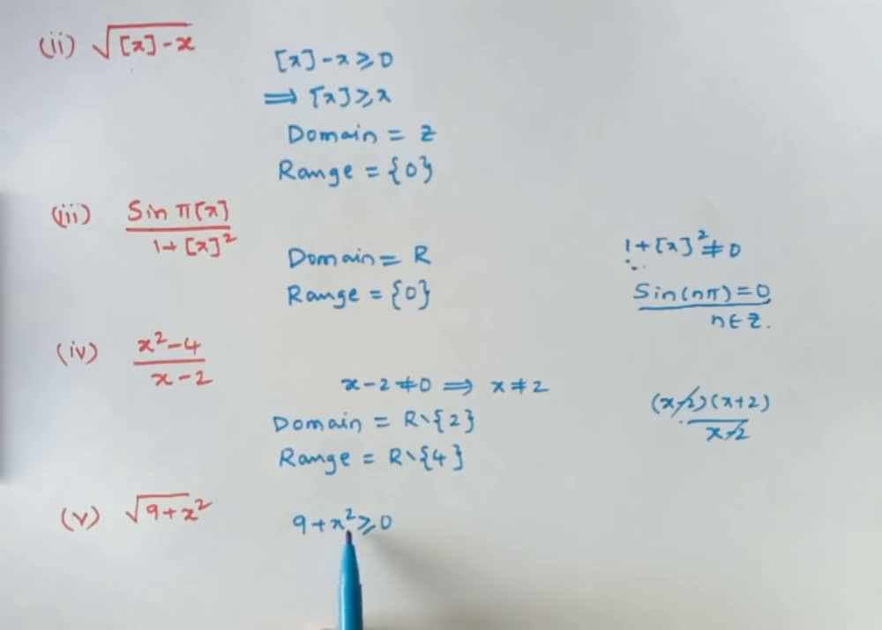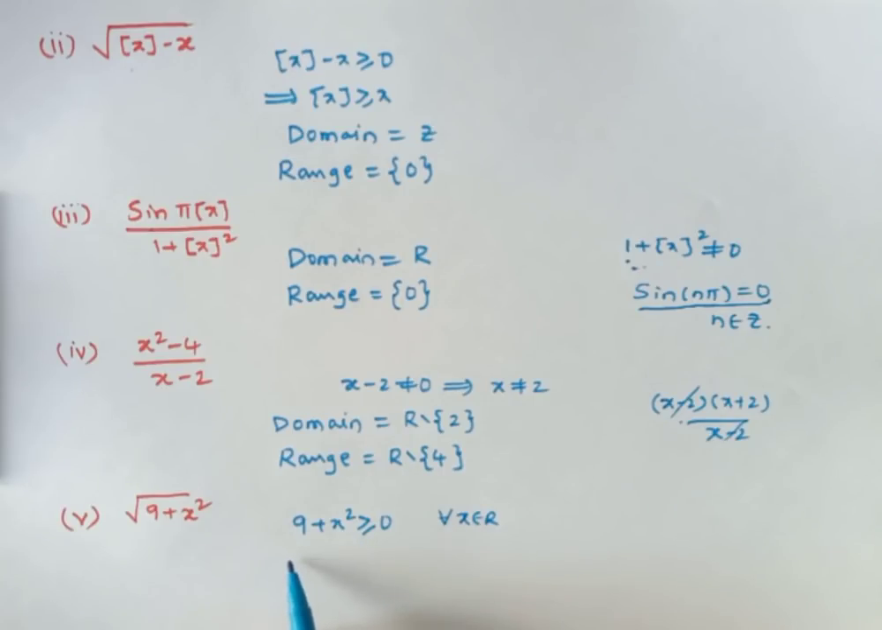So we can give the input for this function as all real numbers. Any real number is not a problem, therefore it is valid for all real numbers. Whether x is negative or positive, for example x equal to -1, -1 squared means +1. So 9 plus 1 is 10.